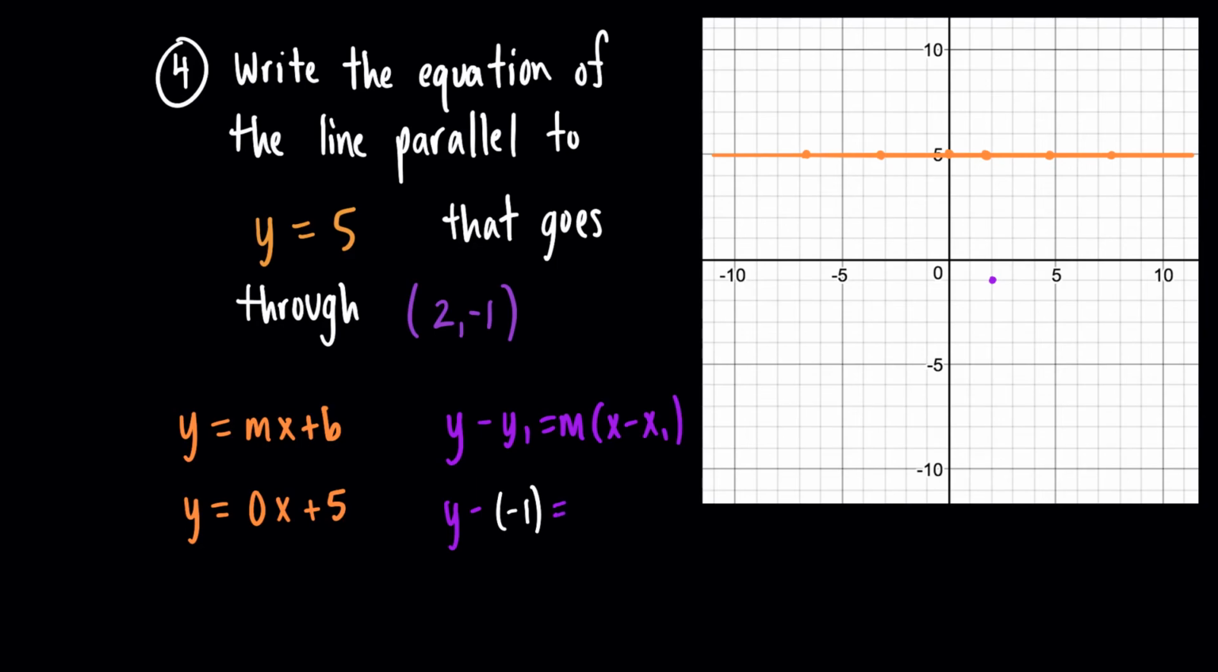Now, the slope that we have, as we said before, since it's not really pictured here, the slope is actually 0. So we'll put in 0. And then x minus, what's the x-coordinate of the point that we're interested in? It's 2. So we'll put a 2 in there. So we filled in the slope and then the xy coordinates. Let's simplify this a little bit here.